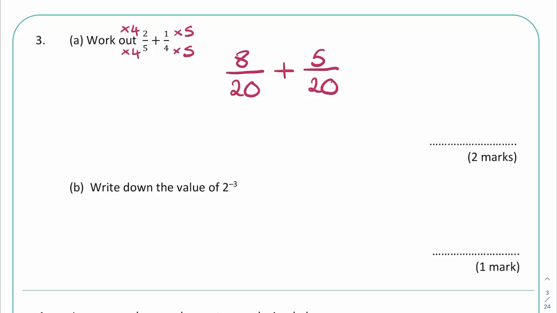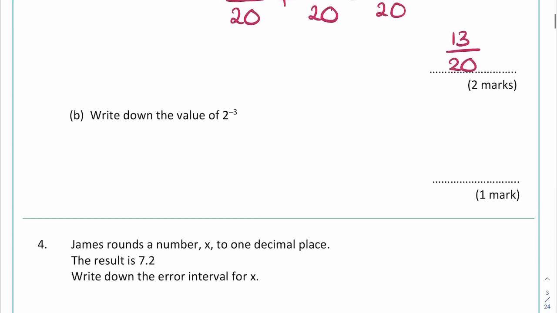Now we have a common denominator, we can add them together. So 8 and 5 adds up to make 13, and the bottom number stays the same. So 13 over 20 would be our final answer, and making sure we get our method marks there for showing that we created a common denominator, just in case we make a mistake.